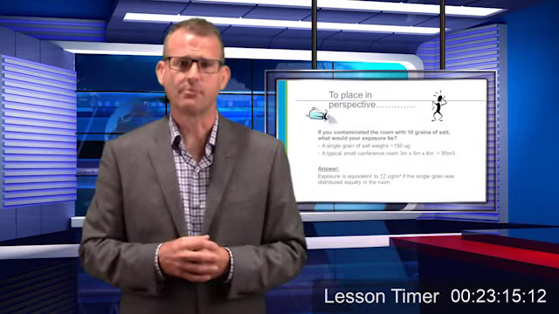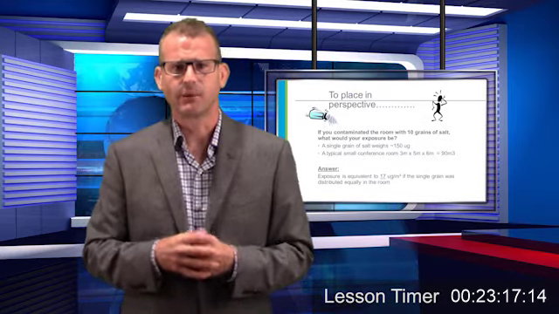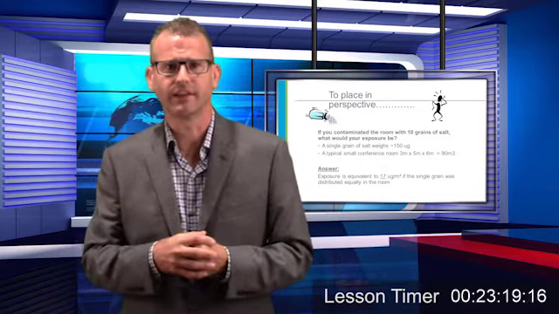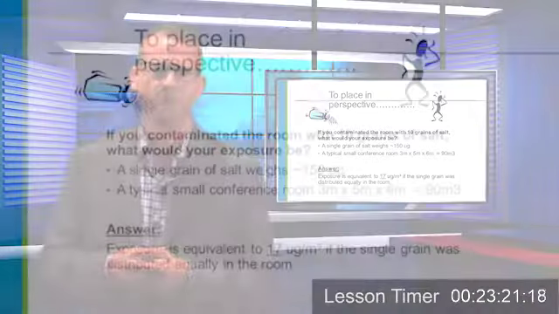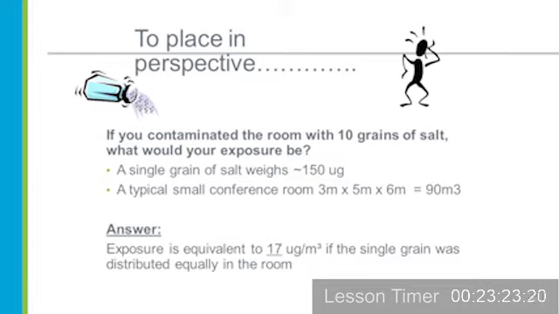So it's very hard to put numbers into perspective. I want to try and help you with that. So we'll look at this particular example with salt. So let's say the average grain of salt weighs just 150 micrograms. Well, let's assume we have a very small conference room of 3 by 5 by 6 meters, or the equivalent of 90 cubic meters. So if we contaminated the room air with just 10 grains of salt, what would the airborne concentration be in the room?